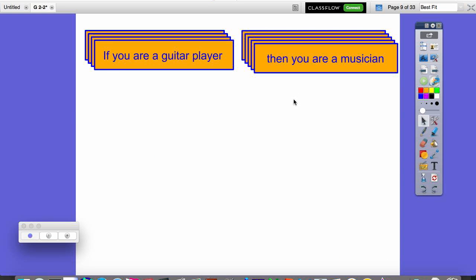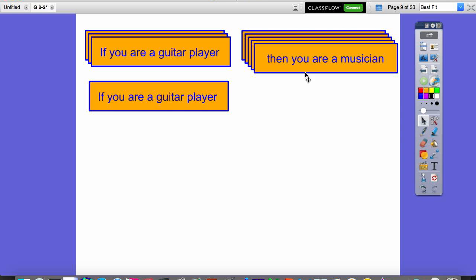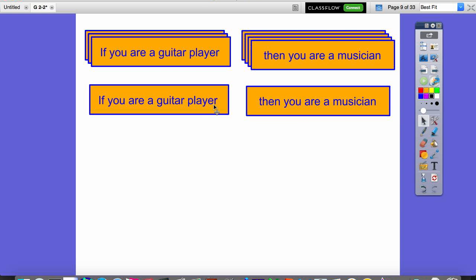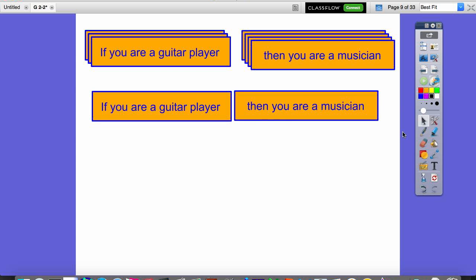Now we are going to give you some practice with these four different types of statements using words rather than, at this point, a geometric concept. So, if you are a guitar player, then you are a musician. This is our if-then statement.